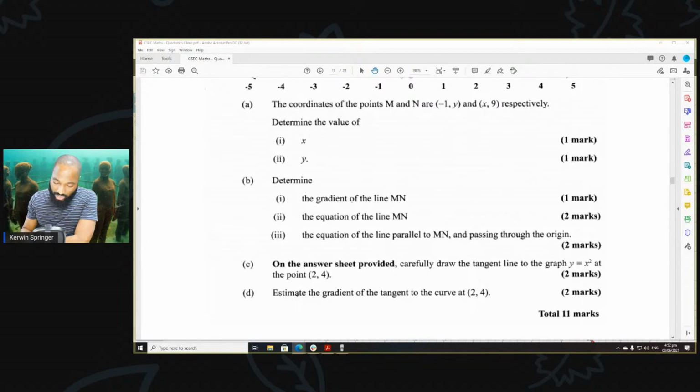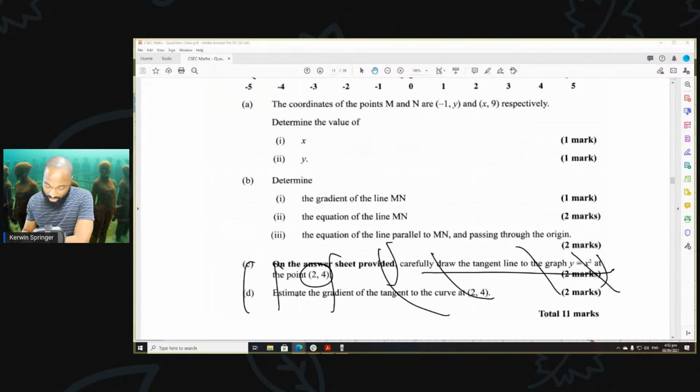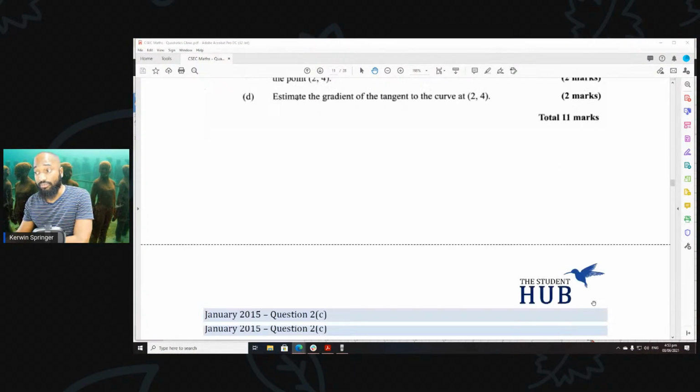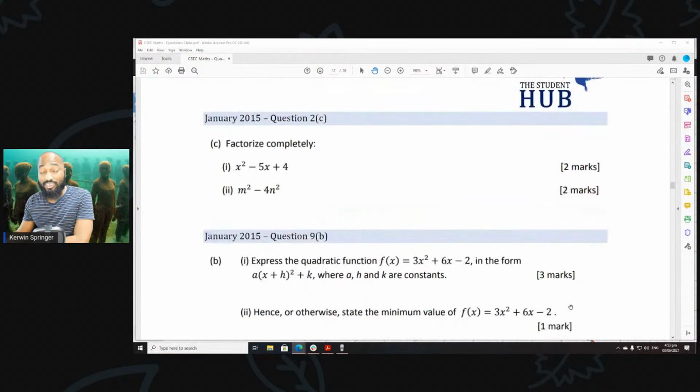Cool. Let's go on. On the answer sheet provided, draw the tangent to that at the point 2,4. Carefully draw the tangent. Estimate the gradient of the tangent at 2,4. They don't bring these kinds of questions again because it's up to interpretation, so I can just leave that out and forget that.